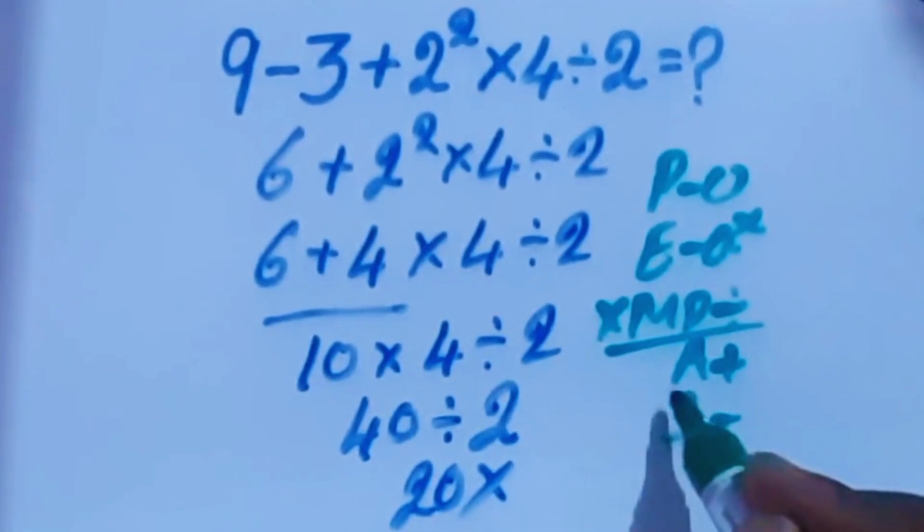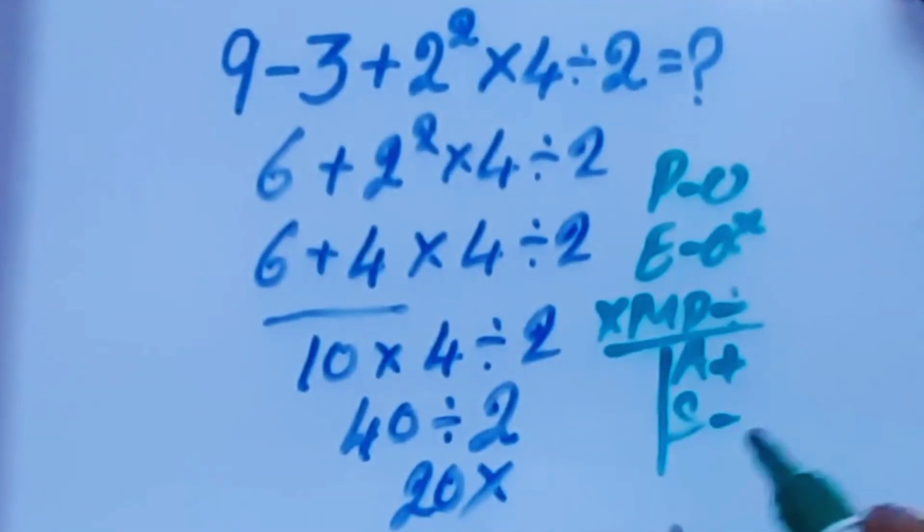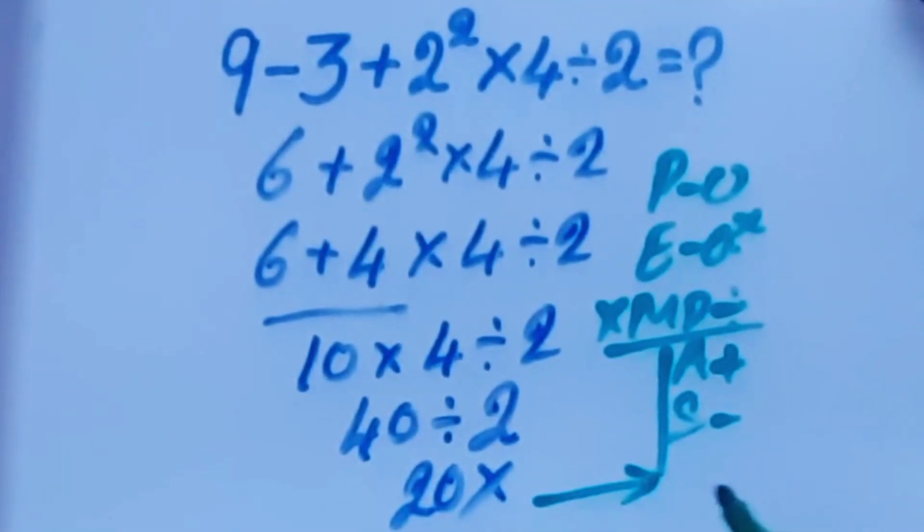Here multiplication and division are equal priority. Also addition and subtraction are equal priority. For equal priority, we are going to introduce another rule called left to right in the problem. Now we are going to solve this problem in the correct way by using this order of operations PEMDAS.